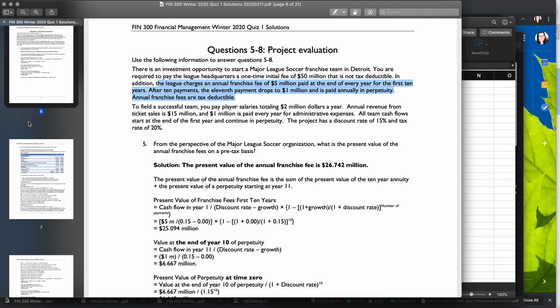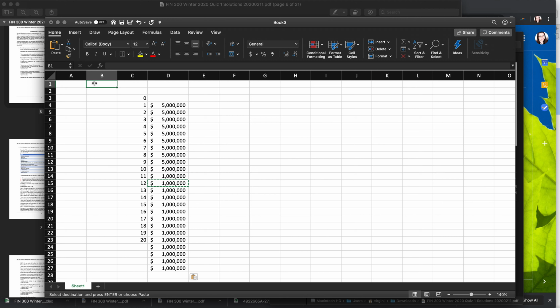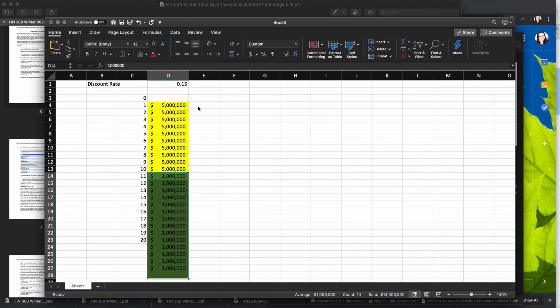Okay. Our discount rate is 15%. That's an annual term, so that's fine. Discount rate, I'll just put it right here. You can make that 0.15. This here is an annuity, and this, which goes on forever, is a perpetuity.